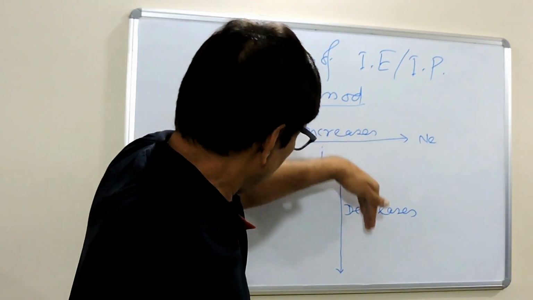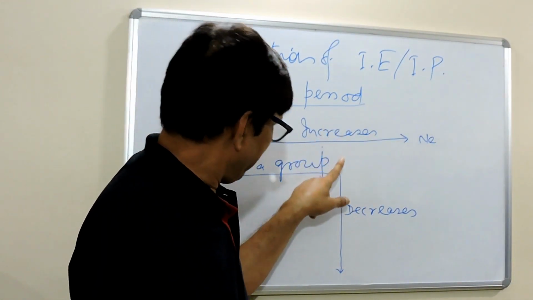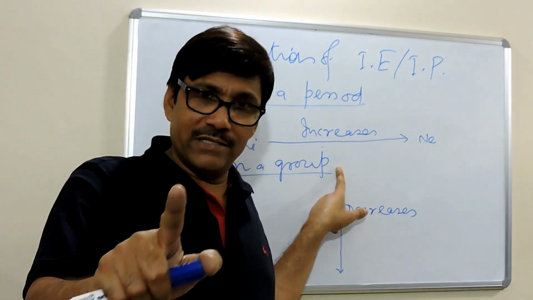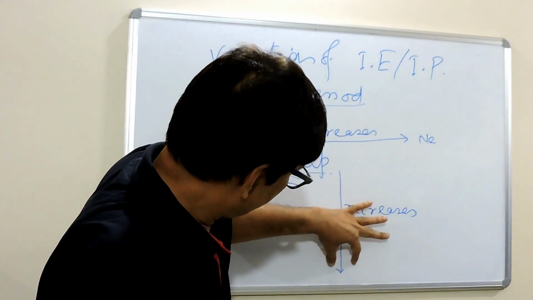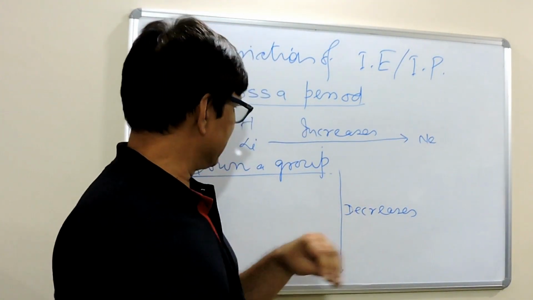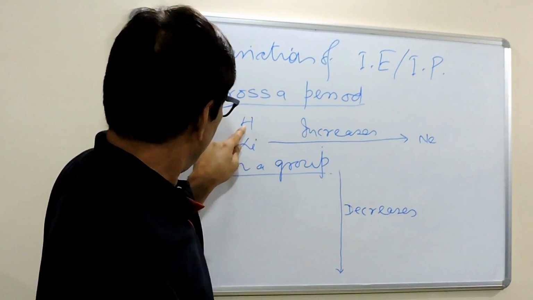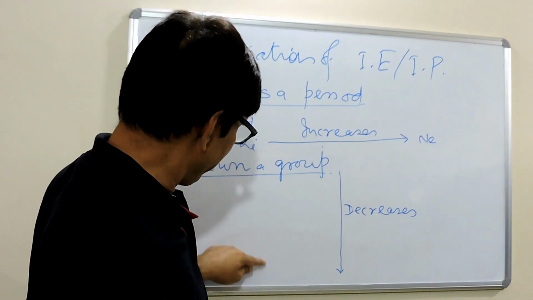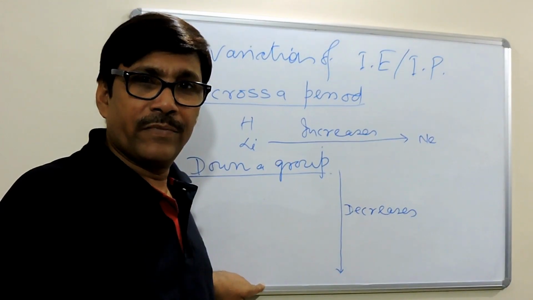Now, down a group, in any group, the first element of that group will have the highest ionization potential. And as you move down the group, the last element will have the lowest ionization potential. For example, suppose you take the first group, I'm not writing all the elements every time: hydrogen, lithium, sodium, potassium, rubidium, cesium, francium. Francium should have the lowest ionization potential.